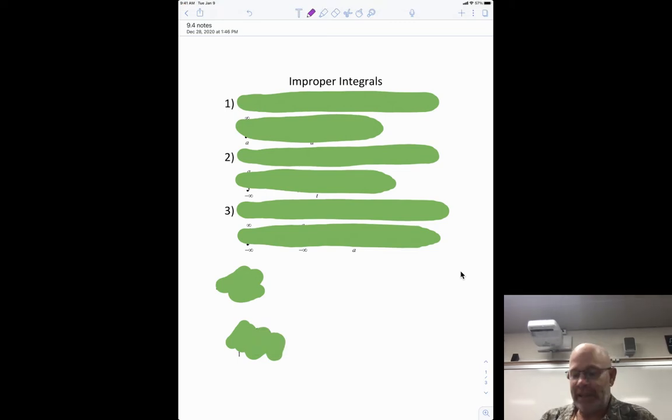All right, everyone, we're on to section 9.4. 9.4 is titled Improper Integrals. We're going to go back to integration, but this is integration that's a little bit trickier. It's going to all be definite integrals, first of all. It's going to have limits.